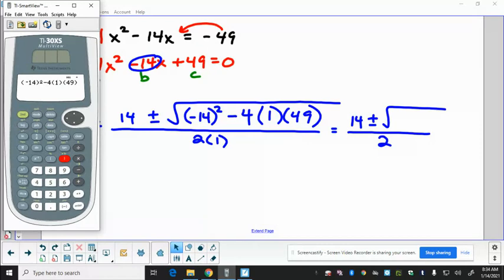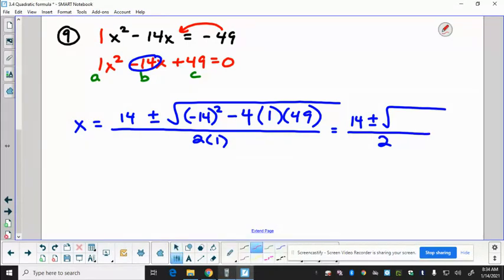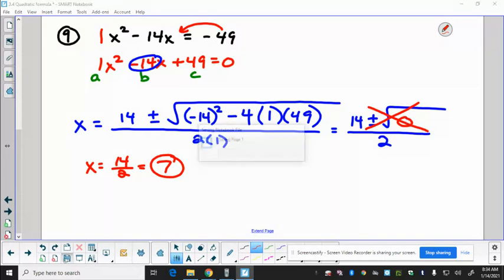Interesting. So the implication here is if that discriminant is 0, the square root of 0 is 0. This is going to give us only one solution. So what we're left with here is x equals 14 divided by 2, which is 7. This is one of those quadratic functions that would only touch the x-axis at one place. It is tangent to the x-axis. On to the next problem.